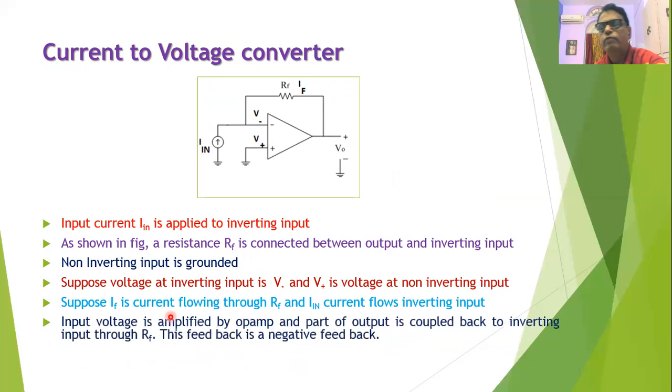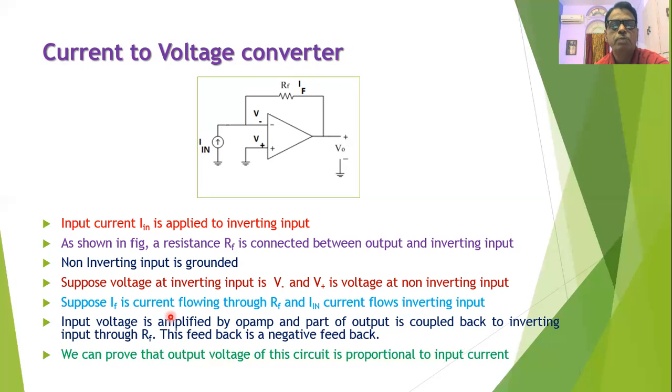Now we know that whenever we apply some input voltages to the operational amplifier, then the operational amplifier will amplify the difference between the two input voltages. And when some part of the output voltage is coupled back to the input, then there is a negative feedback. Because of this negative feedback, we can control the overall gain of the amplifier. Now it is possible to obtain the expression for the output voltage of the circuit, and we can prove that this output voltage is proportional to the input current.